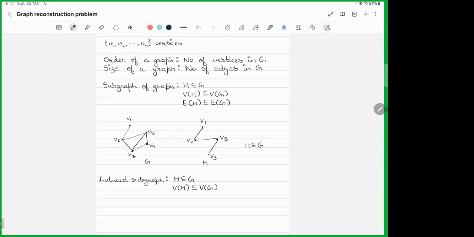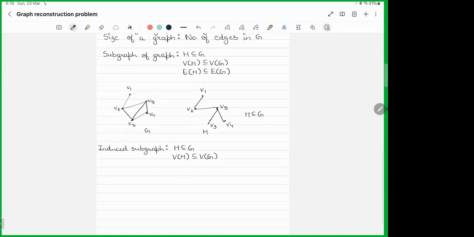No, it is not necessary. G and H can be equal as well. In that case, also we say that H is a subgraph of G. But if H is not equal to G, then the number of edges should be less than G. That is the necessary condition. If H and G are equal, then only my number of edges will be the same, but the vertex set can be the same, so if I take this graph, then this is also a subgraph of my G. Okay, got it.